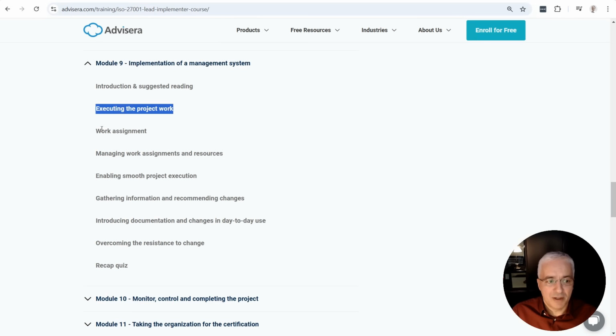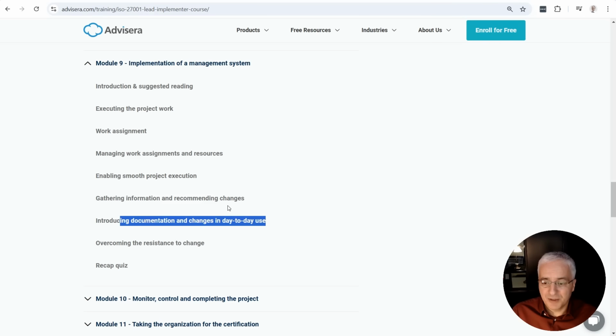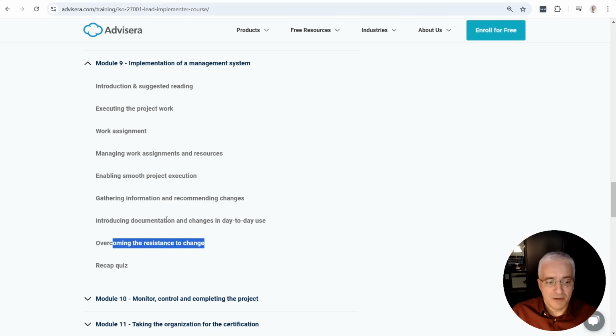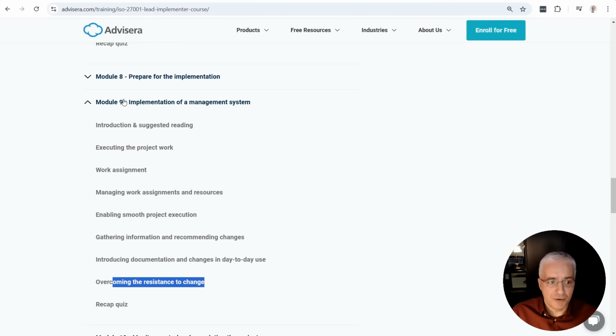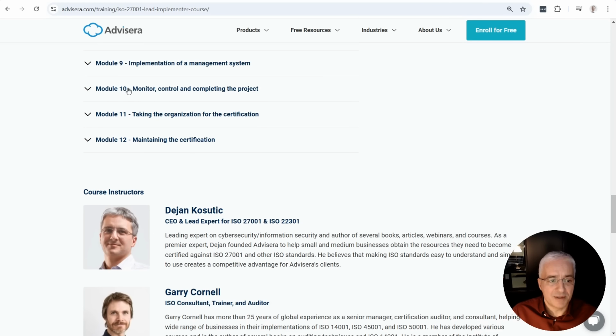So project work assignments, managing work assignments and resources, smooth project execution, how you gather information and recommend changes to the project, how you introduce policies and procedures and actually introduce them into their operational day-to-day use. And a very important one, how to overcome the resistance to change, which is unfortunately always present.